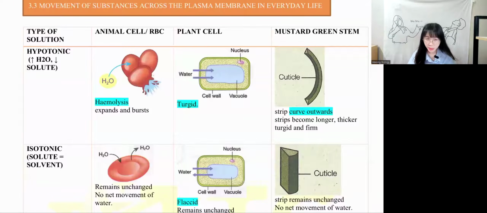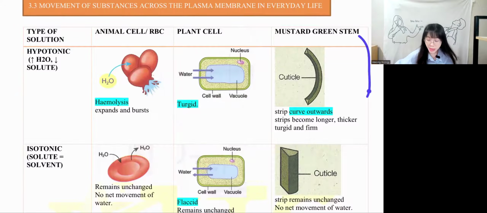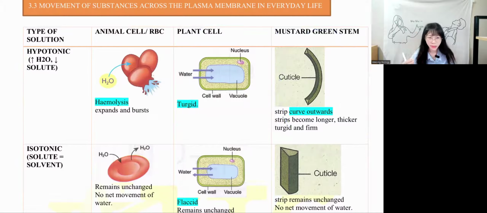We have three different types of example: red blood cell, or you can say animal cell, plant cell, and mustard green cell. These two things are actually the same thing, but plant cell can only be seen under a microscope. Mustard green cell, you can just use your eyes to see it. So this is without a microscope, this is with a microscope. Starting with the first one, we have animal cell. Animal cell has no cell wall, so it will burst or change in shape because there's no cell wall.